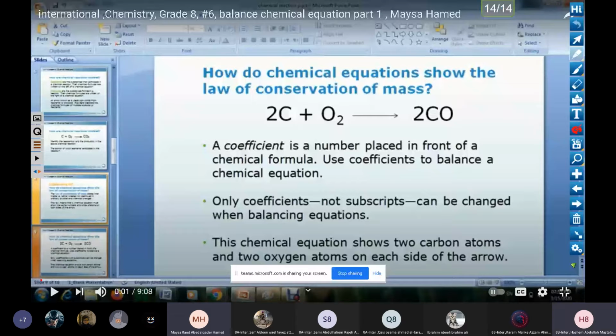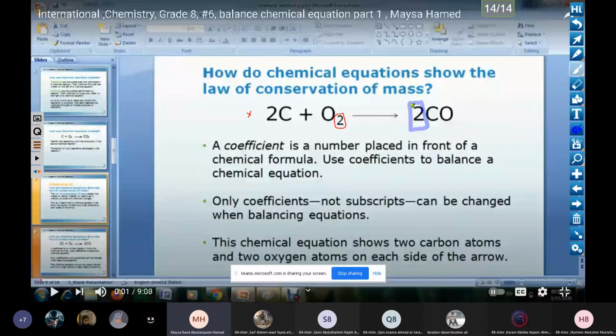Look at this equation again, and at the other equation. You can see these are the subscripts. All of you know the subscript now: the number that is below and small, right? If you look at the same equation, you have numbers in front of the molecule. Can you see this big number? These numbers, we put them to balance the chemical equation.